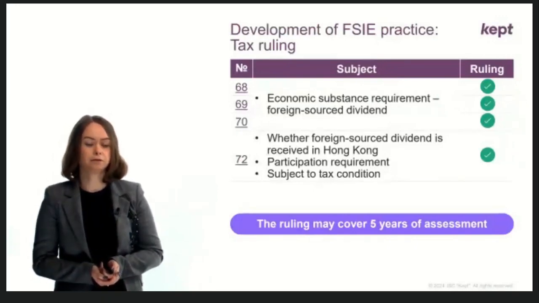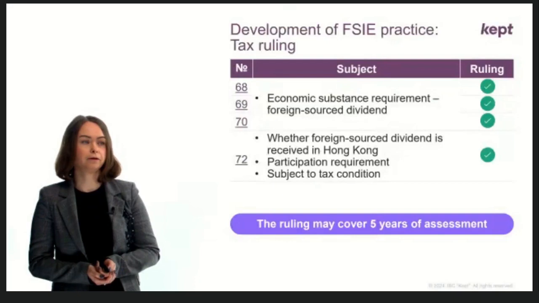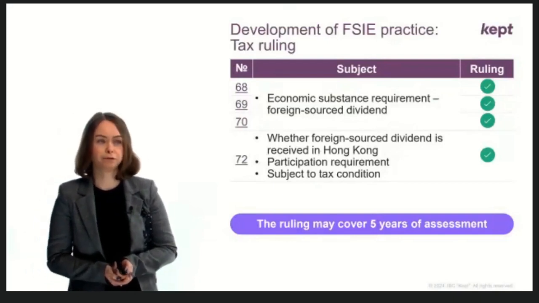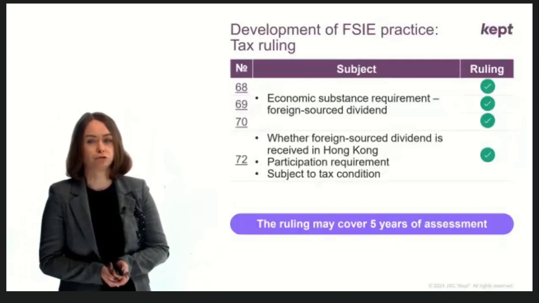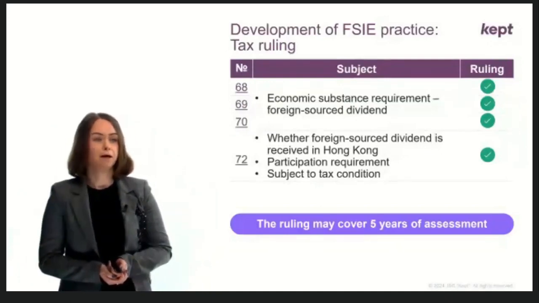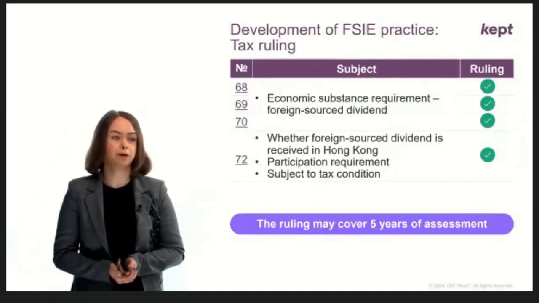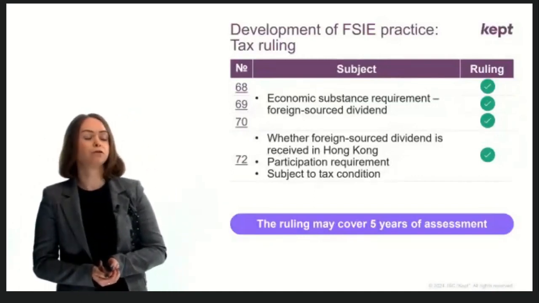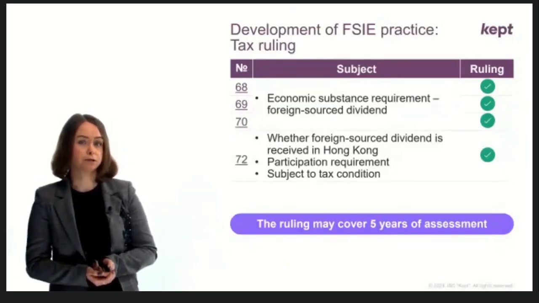This ruling is favorable, and the IRD stated in this ruling that the applicant fulfilled the economic substance requirement, and therefore the foreign-sourced dividend should not be taxed in Hong Kong. But the last ruling, which was recently published by the IRD, is a different one, and it contains other exceptions.